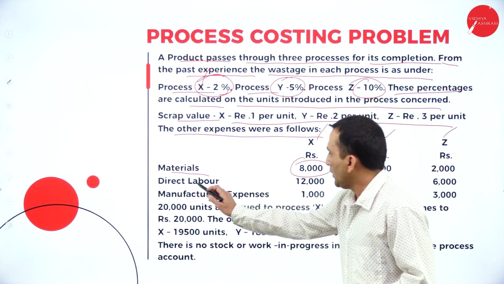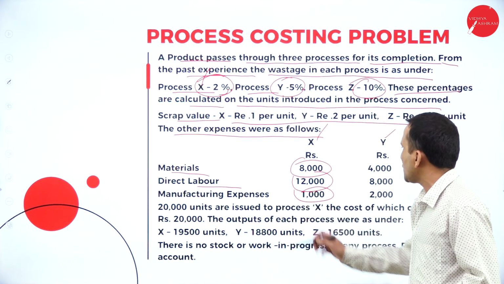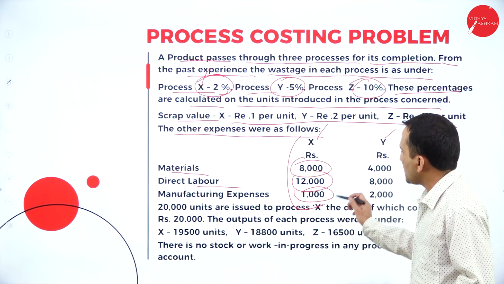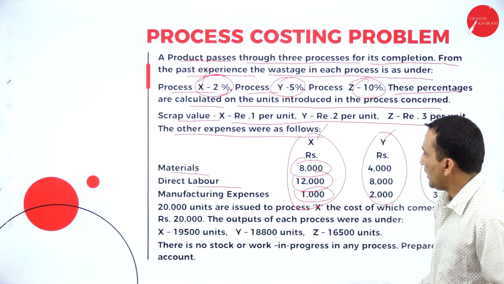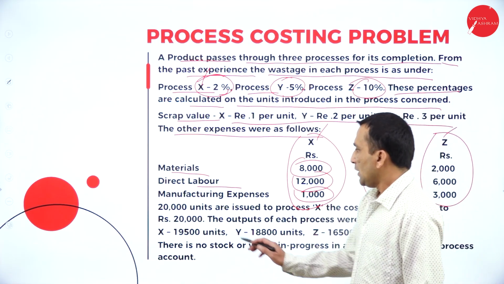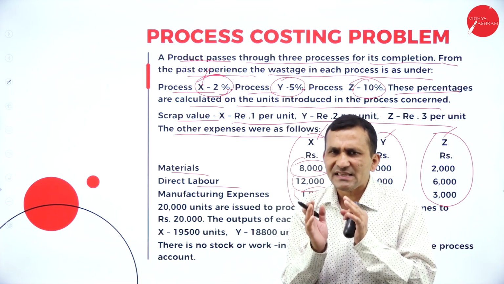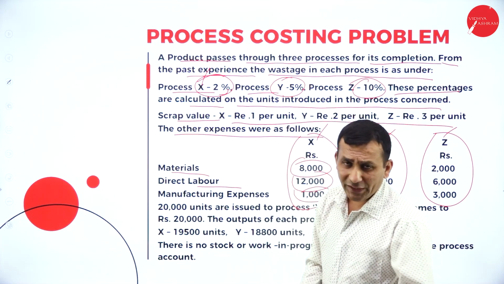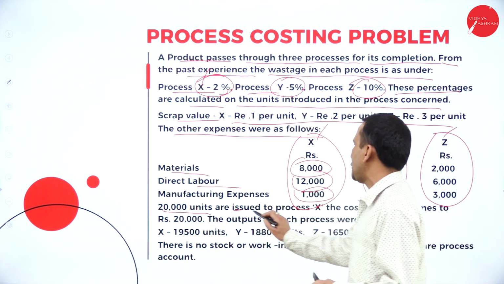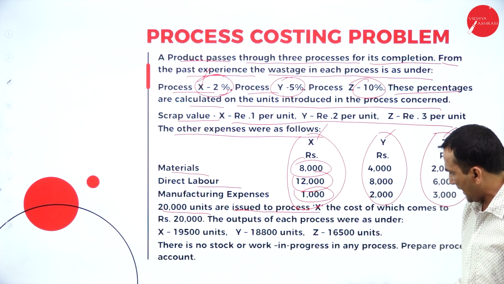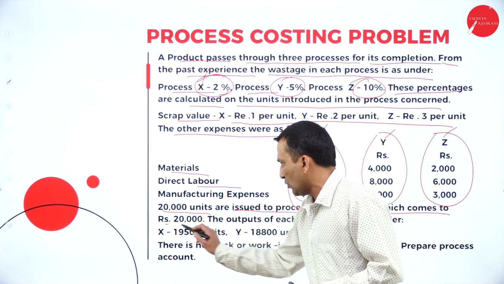Okay. Even the direct labor is also given. Manufacturing expense is also given. Separately, the process X, process Y, process Z values are given. Directly we are writing. Now, in this case, we need to identify for process X what is the input units we are introducing. The 20,000 units are issued to the process X, the cost of which comes to 20,000.